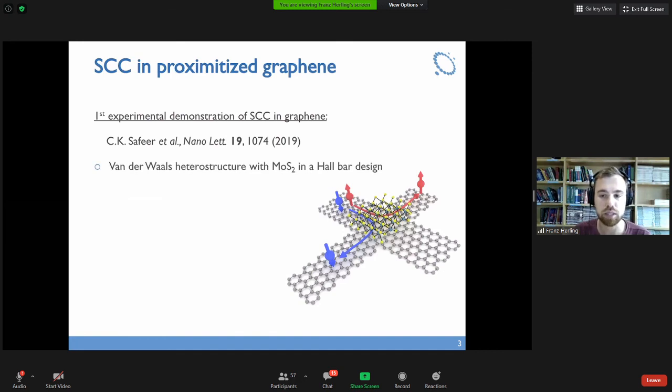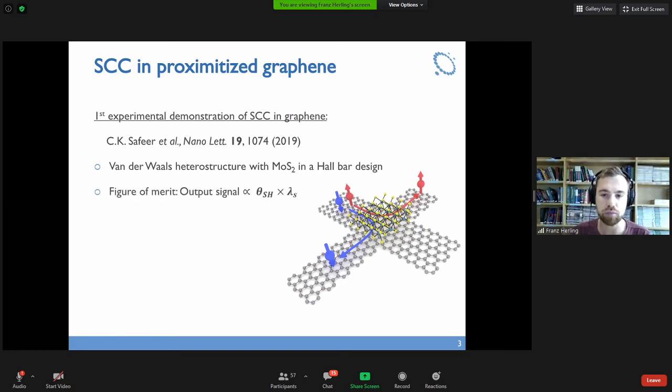And this has been done in this Hall bar design of graphene with the TMD on top. And of course, the first question that arises from that is: is it possible to also use other TMDs? Can this design be a platform to study spin transport in general in graphene, and the effect of the interface and the proximity on the spin transport in graphene?